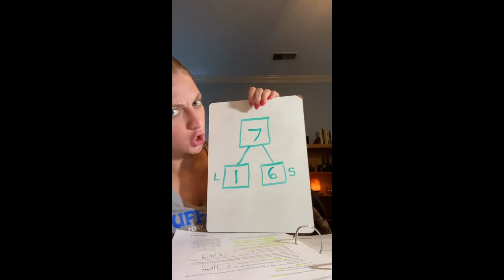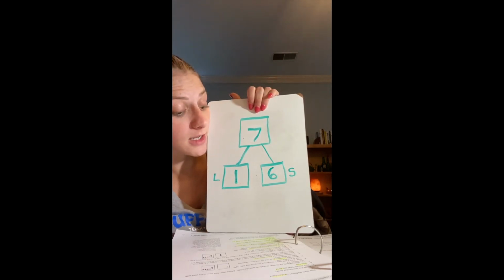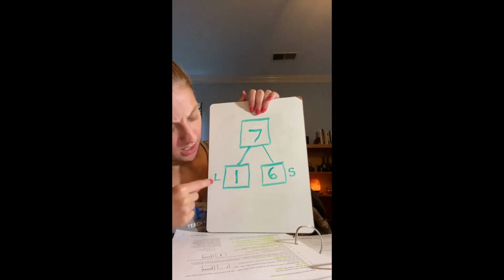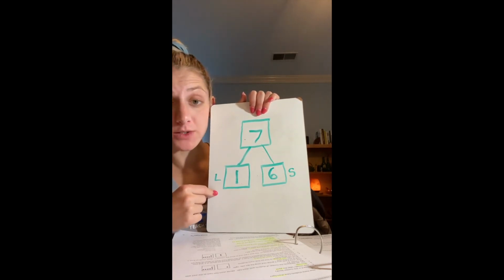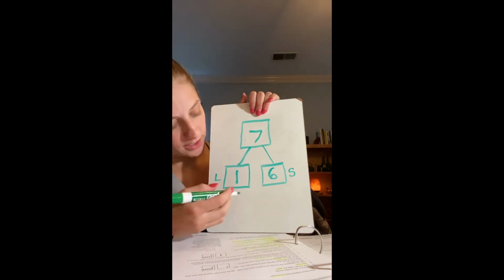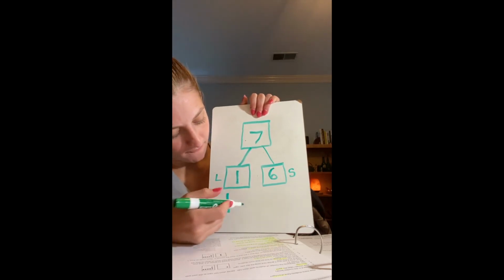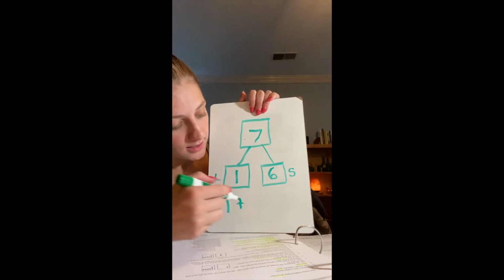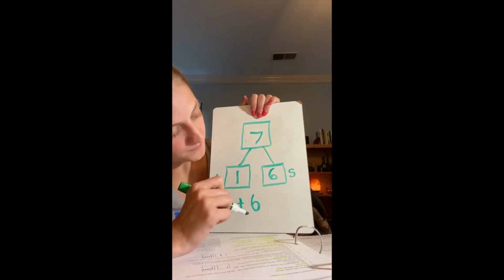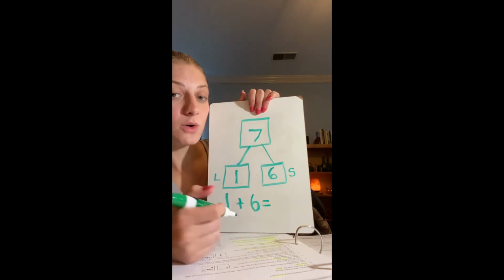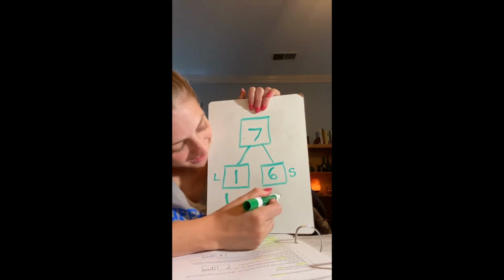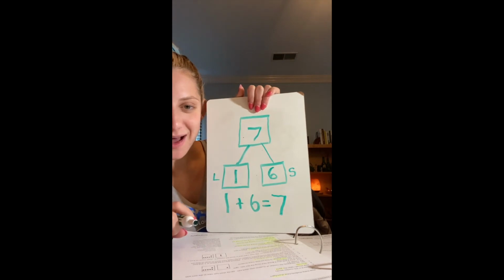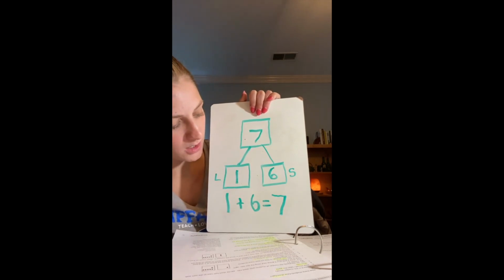All right, now let's think. How could I turn this number bond into a number sentence? Well, what if I started with the amount of kids that had long hair first? Yeah, I could start with 1 plus, what's my other part? How many are over here? Yep, 6 equals how many in total? 7. Good job. 1 plus 6 equals 7.